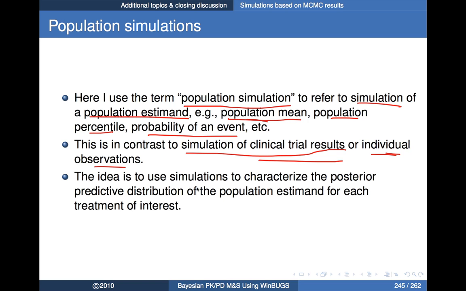The idea here then is we want to use simulations to characterize the posterior predictive distribution of that population estimand. So a population estimand for some particular treatment, so we might be talking about dose response, we might be talking about dose time response, and so we're talking about a population estimand, like a population mean corresponding to something like a particular dose for a particular drug at a particular time.